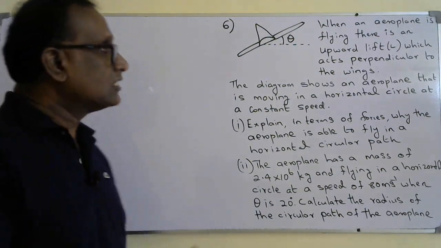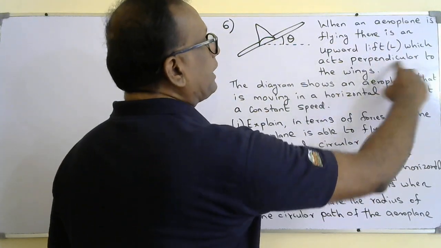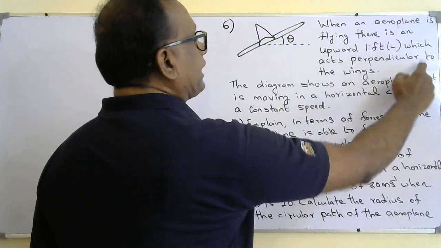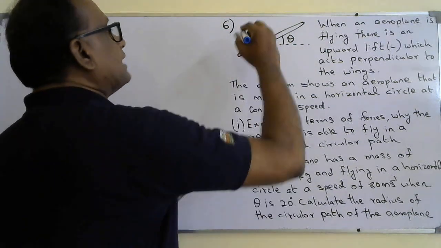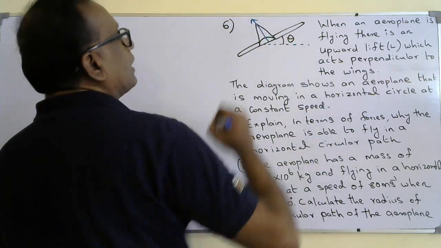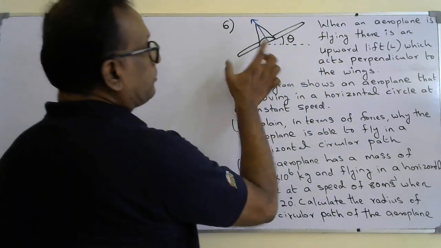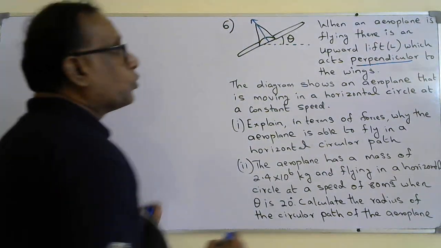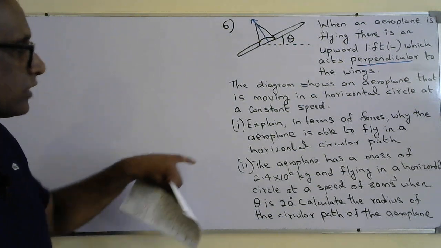But the question says the lift is always acting upward, perpendicular to the wing. So the lift acts perpendicular to the wing. In this diagram, the lift should be in this direction. So I can say the lift should be perpendicular to the wing this way. Anyway, we'll draw a free body force diagram. Upwards does not mean vertically up, but perpendicular. You should note down here, perpendicular to the wings. Right, so when we think about the free body force diagram, first we should draw that, it will be helpful.